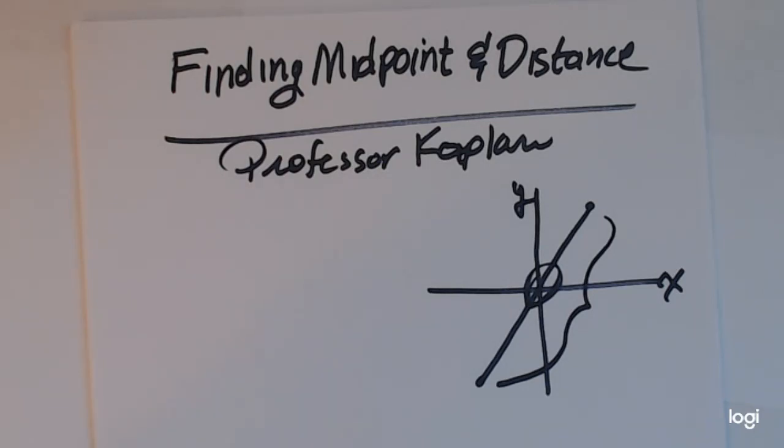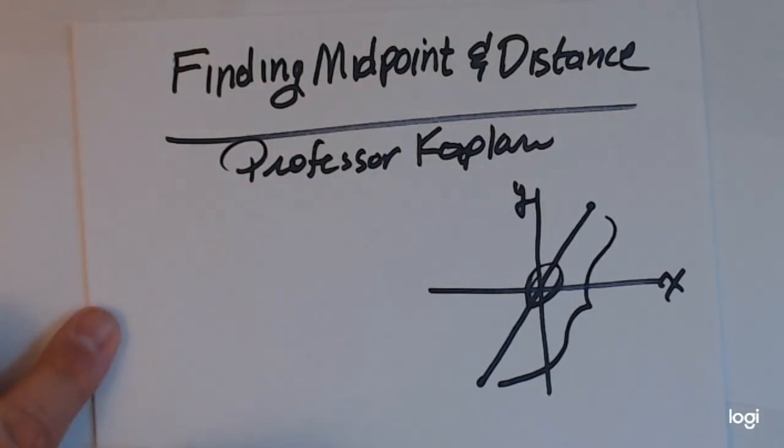So let's see how we can go about this. The midpoint formula to find the x is equal to x sub 1 plus x sub 2 over 2. And to find the y is y sub 2 plus y sub 1 over 2.